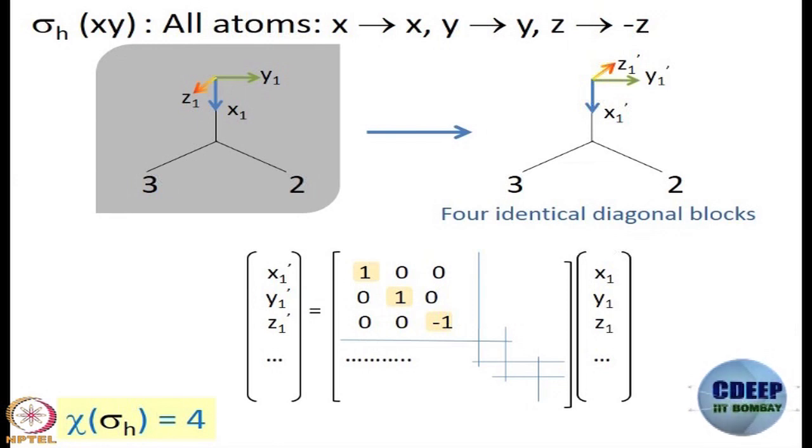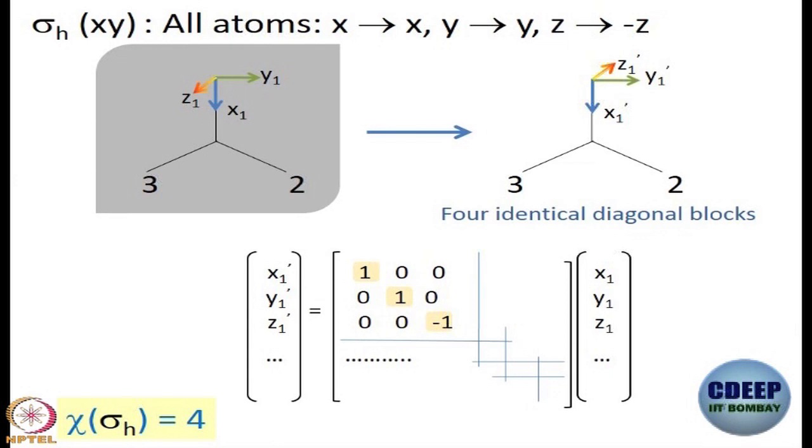x1, what does x1 become? What is sigma h? It is the xy plane. Z is your C3 axis. So, what happens to x? Same. What happens to y? Same. What about z? Minus 1.